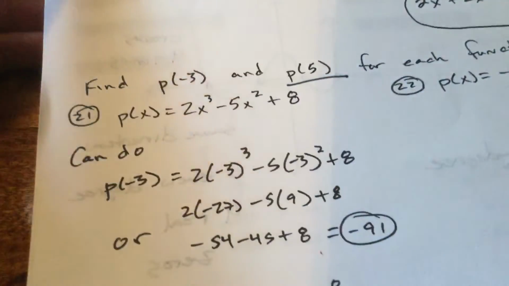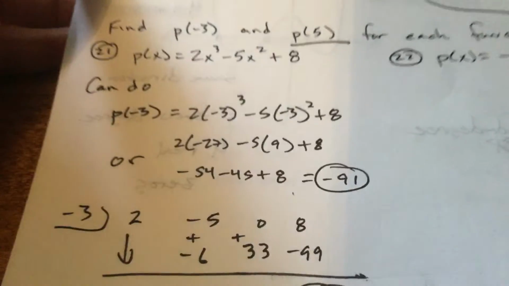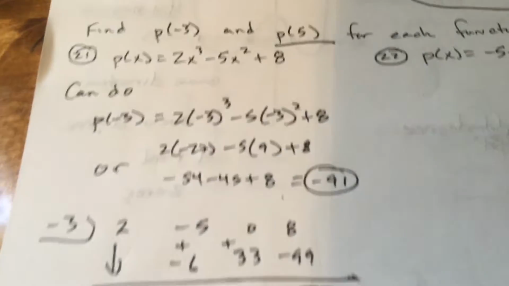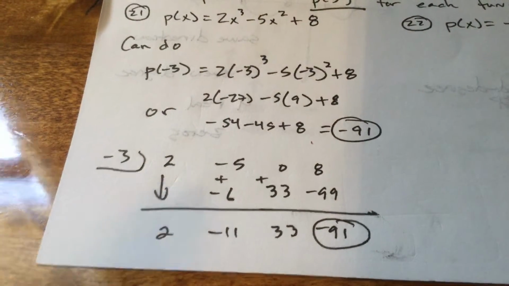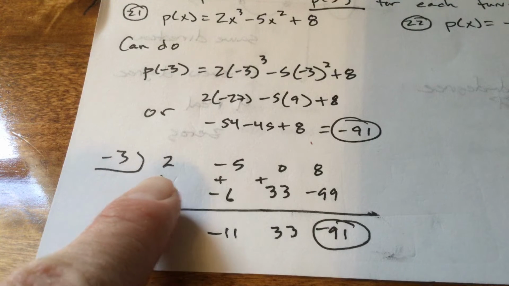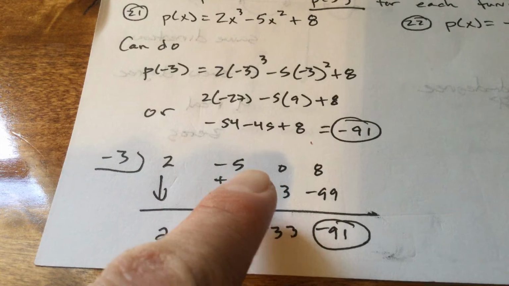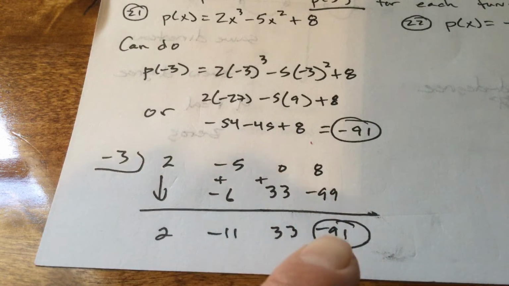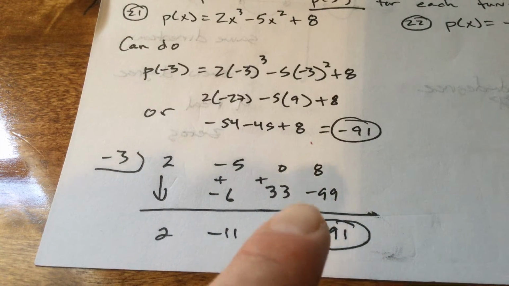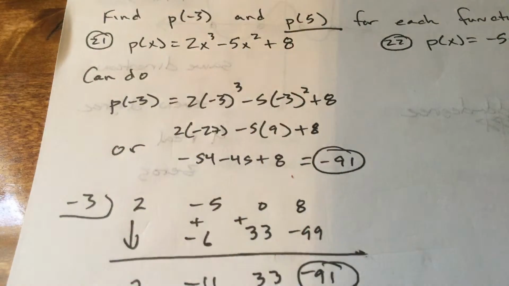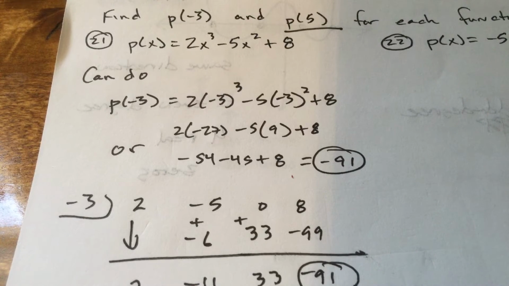Two different ways to do 21 and 22. The remainder theorem tells you that if you do synthetic division, plug negative 3 into that cubby. 2 for 2x to the third. Negative 5 for negative 5x squared. 0 for 0x and 8. I can do synthetic division, and the remainder is my solution for what is p of negative 3.